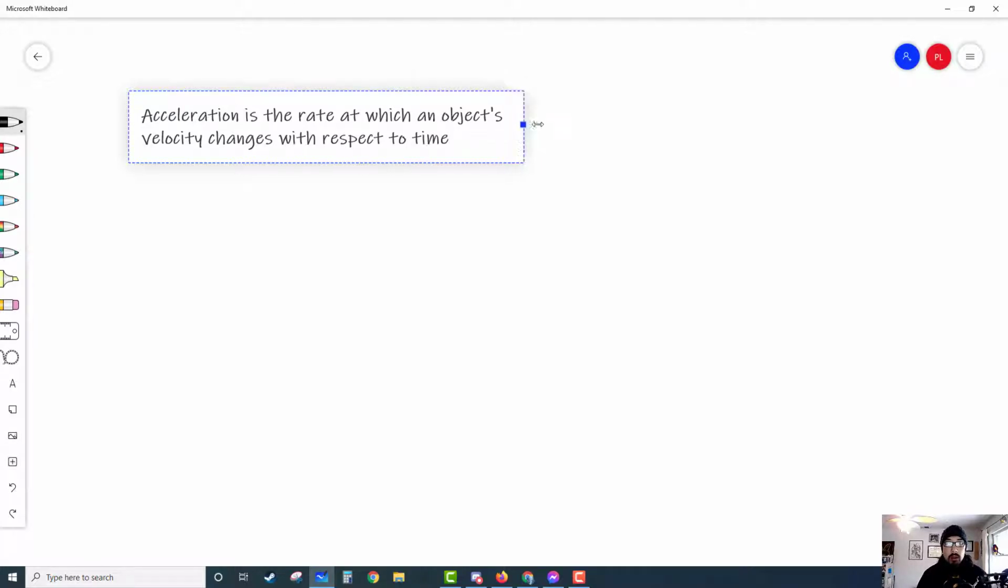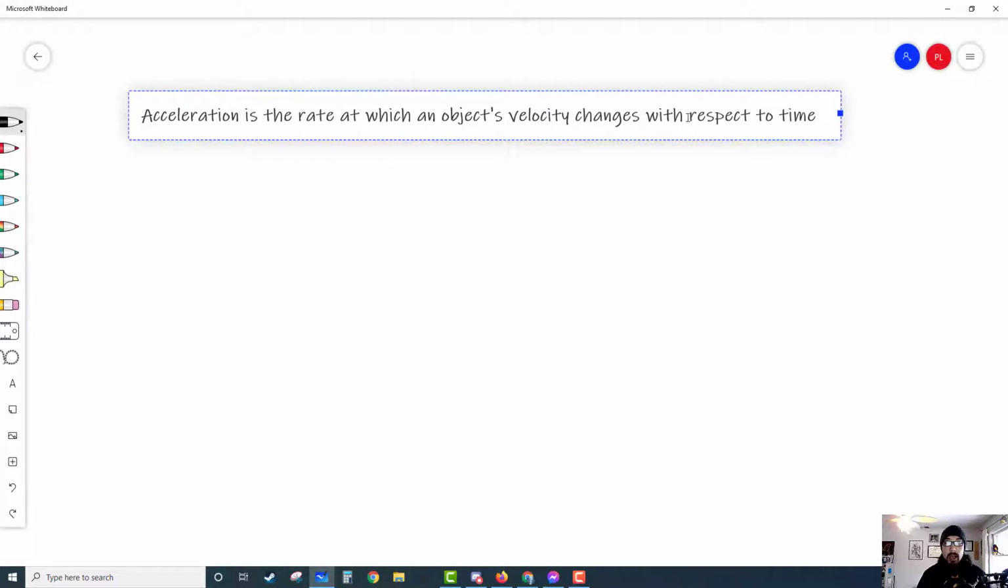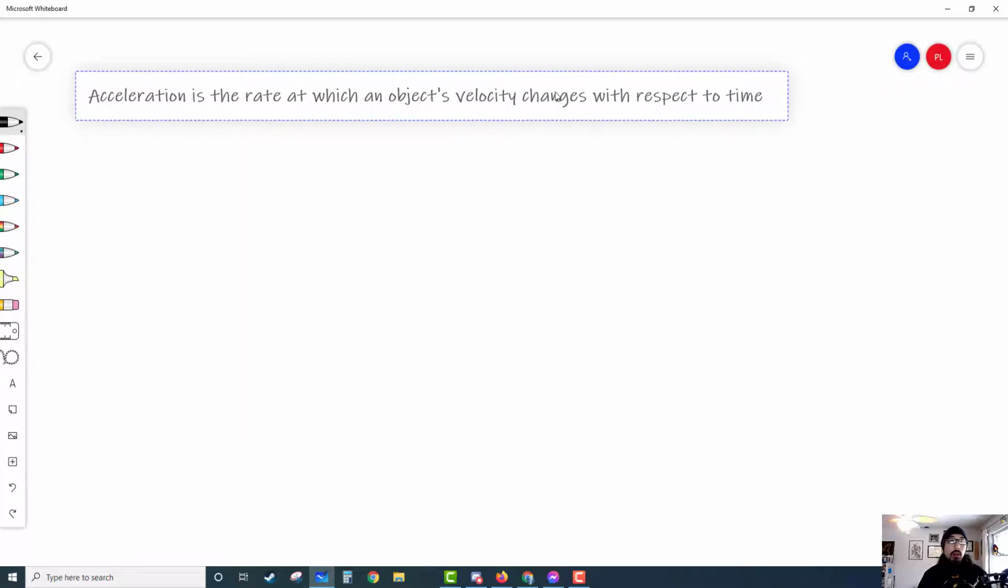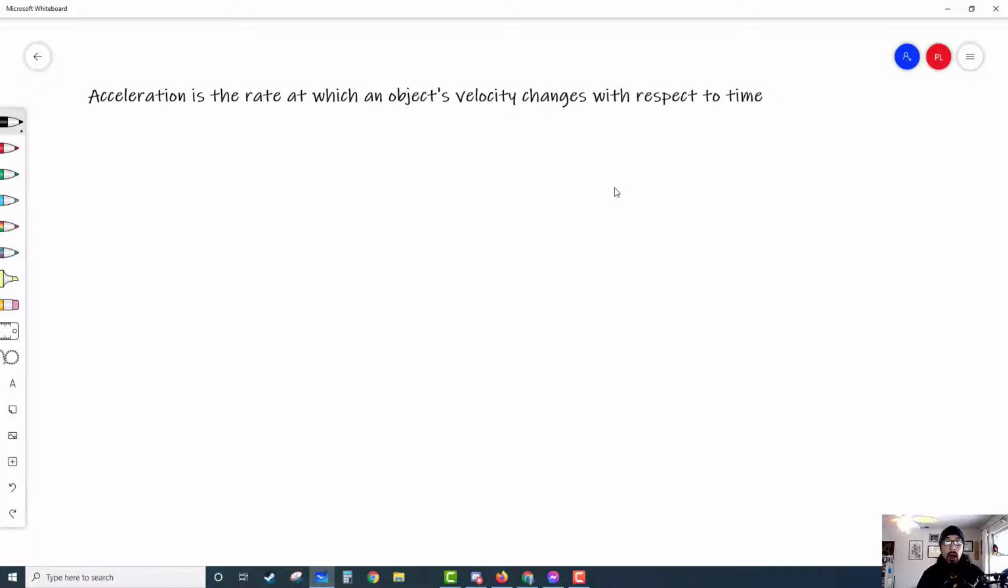So acceleration is the rate at which an object's velocity changes with respect to time. Now, like a lot of things in physics, the definition of a term, or the variable in this case, is also the equation. So let's come up with the equation as well. First off, acceleration is a vector. Direction really matters for acceleration, and we'll see why in a little bit.